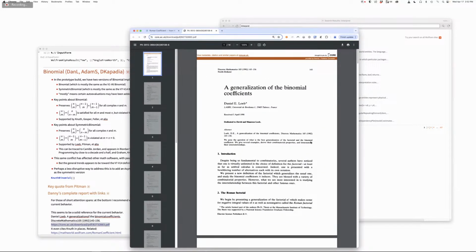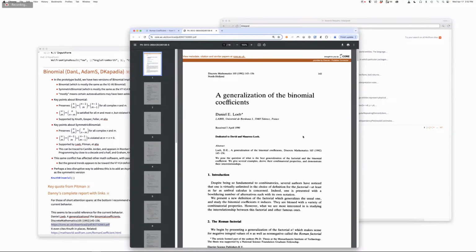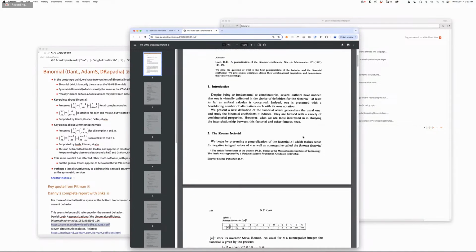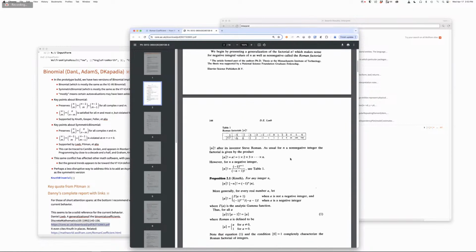I think this is early. Yeah, 92 is what I thought. It's not that early, after we had binomial coefficients. Yeah, yeah. That was a person at MIT, okay.